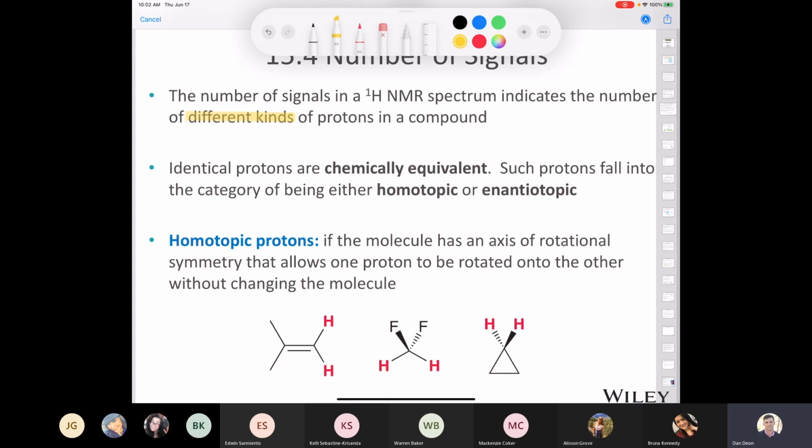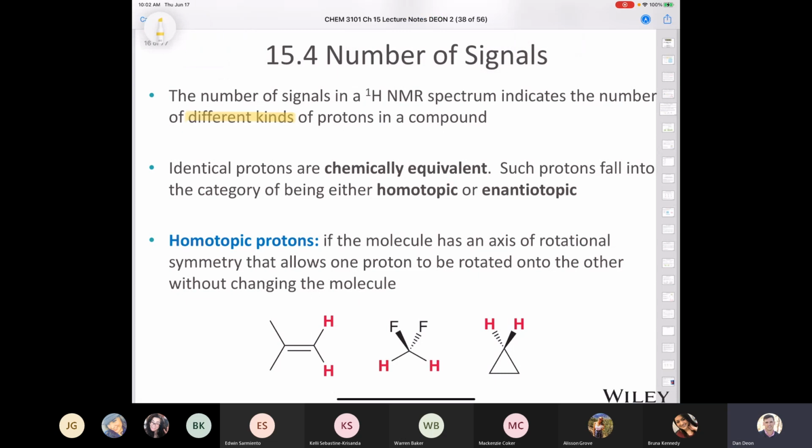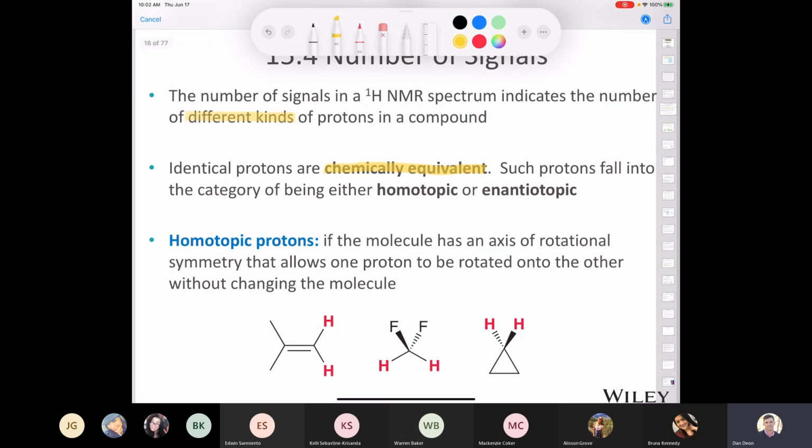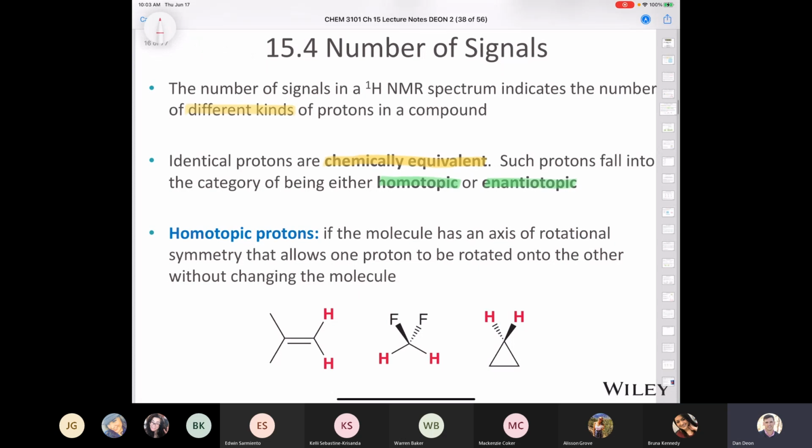Okay, so when we have identical protons, we say that they are chemically equivalent. So identical protons, we say they're chemically equivalent, and you're going to hear me say that quite a bit. Now, there's two types of protons that fall under the umbrella of being chemically equivalent. We can have protons that are what are called homotopic or protons that are enantiotopic. Now, first we're going to look at what constitutes a homotopic proton, and then we'll talk about what enantiotopic protons are. So first of all, a homotopic proton.